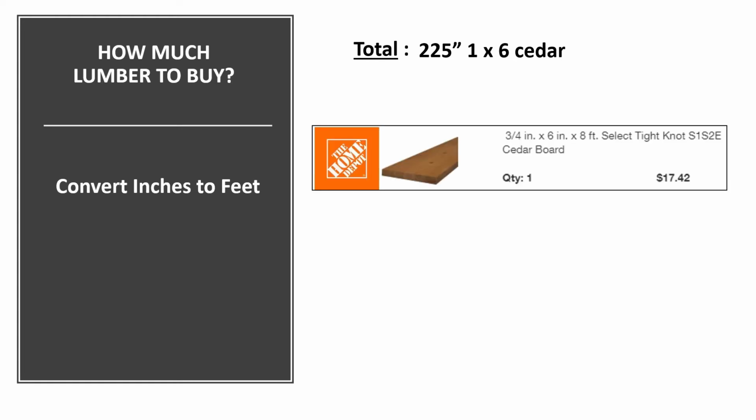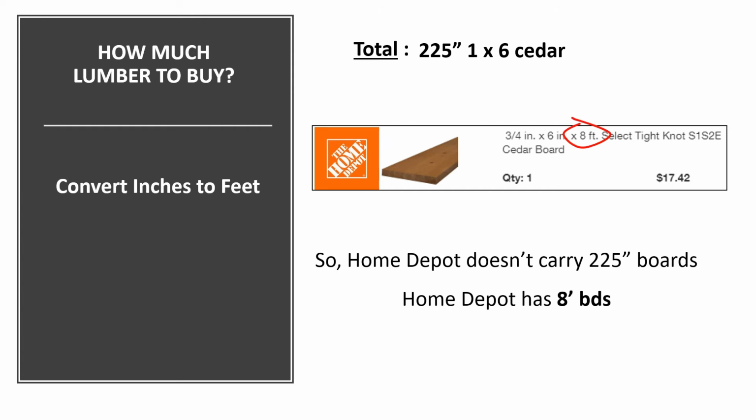Convert inches to feet. How much lumber do we need to buy? All right, we have a total of 225 inches of 1x6s we know we need. Well, if you go to Home Depot, they don't carry 225-inch boards. They got 8-foot boards, not 225. So we got to convert this.